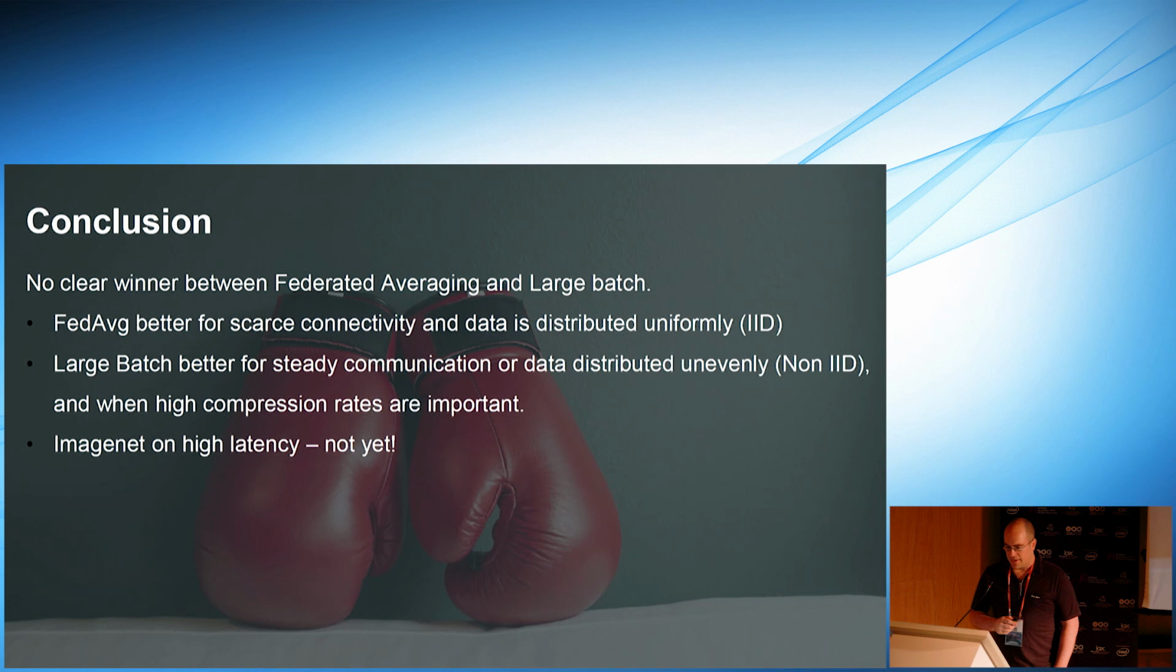And some fundamental problems here are still not solved at all. So for example, when you're trying in computer vision to work on ImageNet, which is a harder vision task, but you have high latency on your network, this means that large batch won't work well enough because it has to communicate too many times. But federated averaging doesn't work either in that situation. So there are simply no current solutions for many of the common problems that you need to handle.